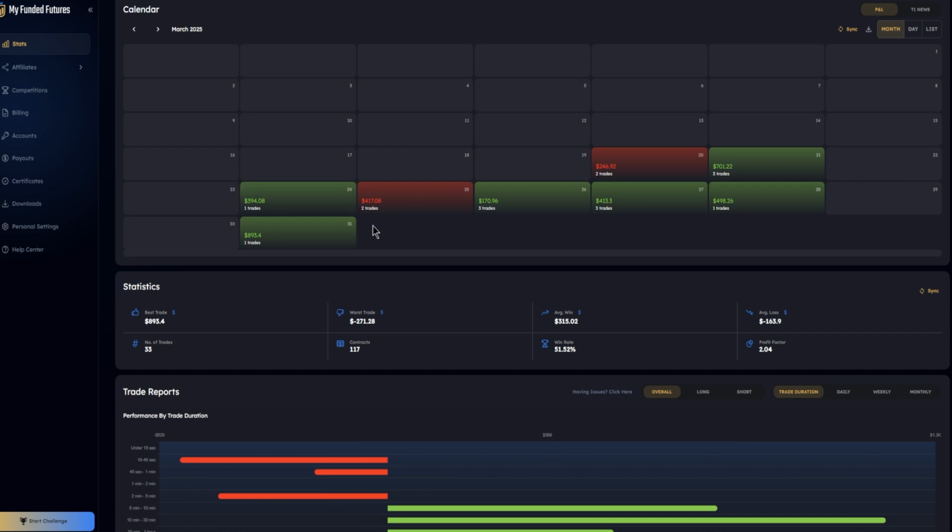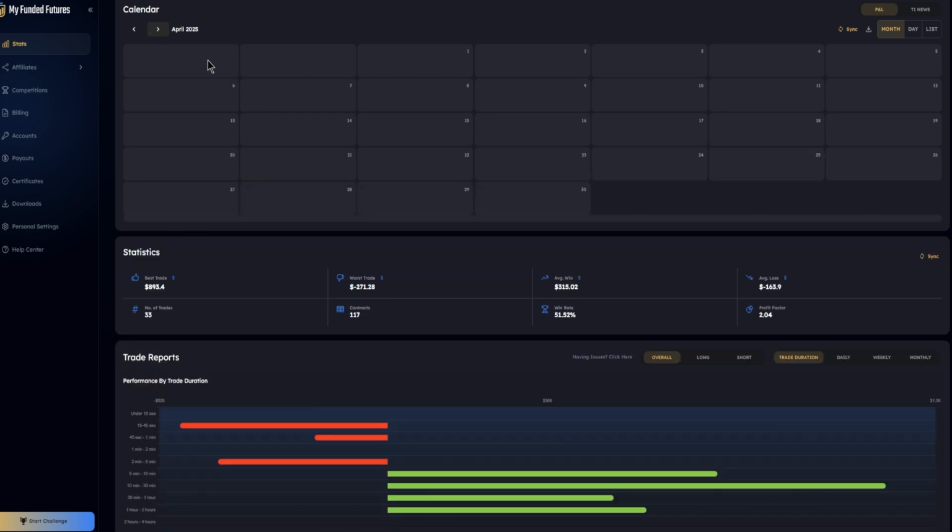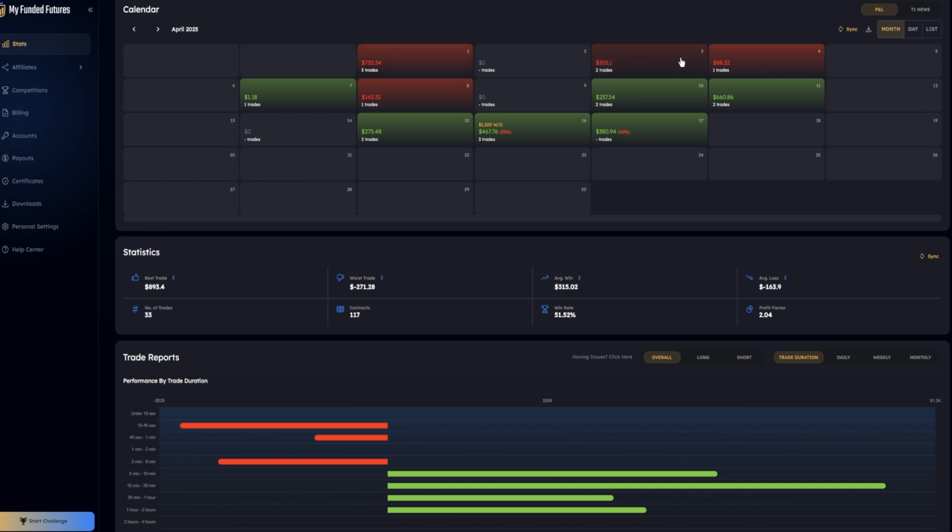So on the funded account, as we can see, I started off with a loss. Then I went in a winning day, losing day, 2 winning days in a row. Let's go to the next month. Losing day, break even day, losing day. And then I went on a winning streak for the past few days.